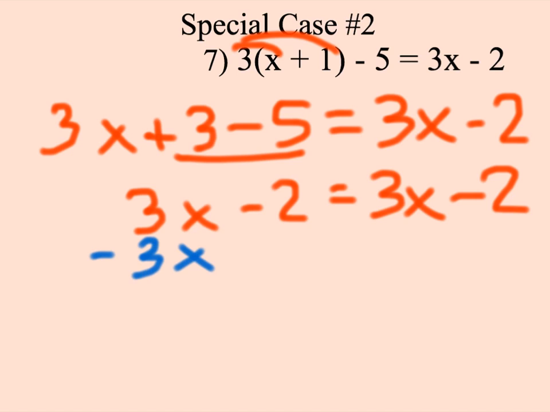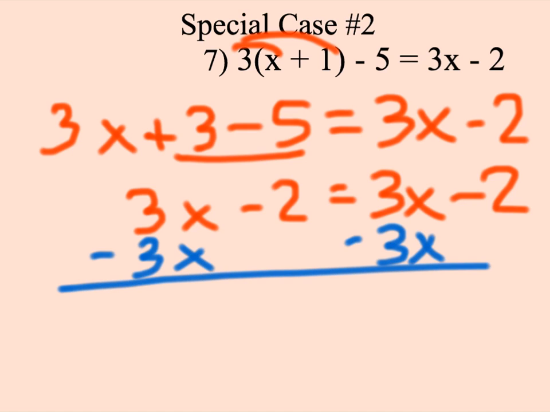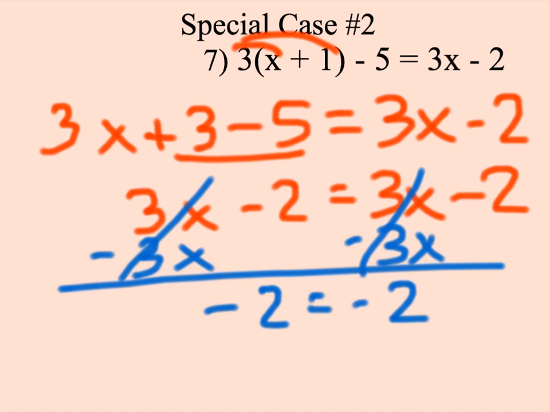If I subtract 3x from both sides in an attempt to get all the variables on the same side of the equation, once again, both things cancel. But in this case, we get a true statement. Negative 2 is equal to negative 2, and that's always the case. And so what this means when we get an example like this is that no matter what you plug in for x, it will work.